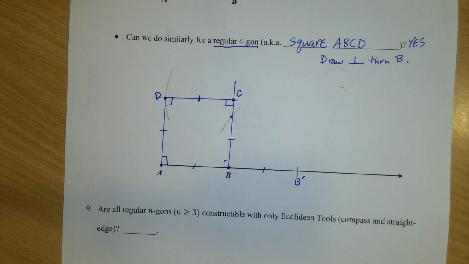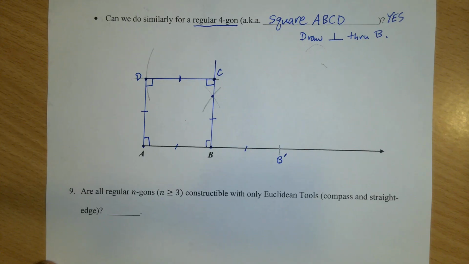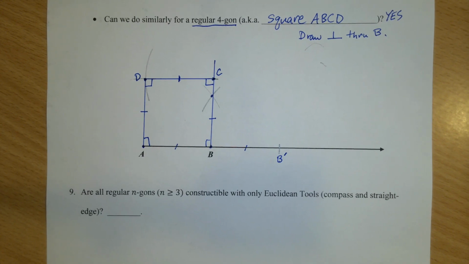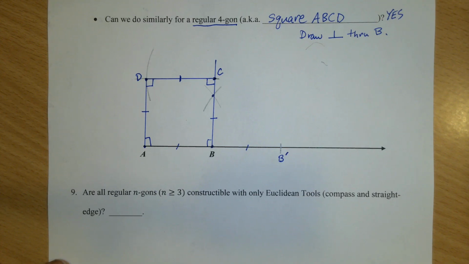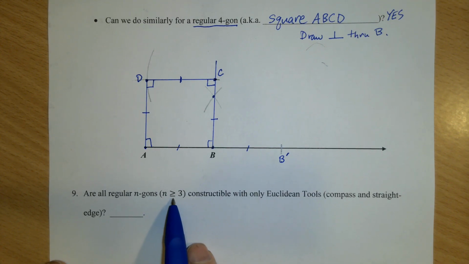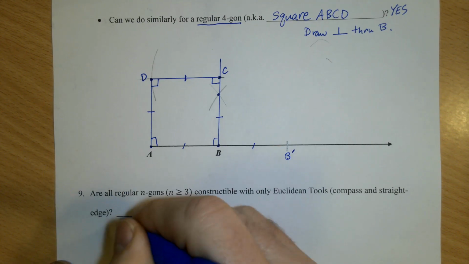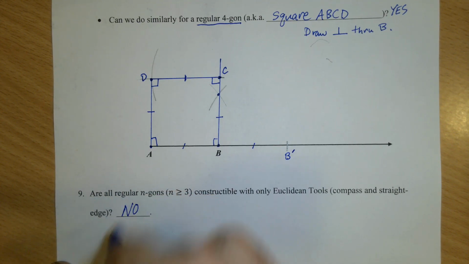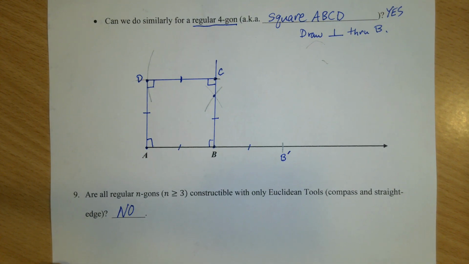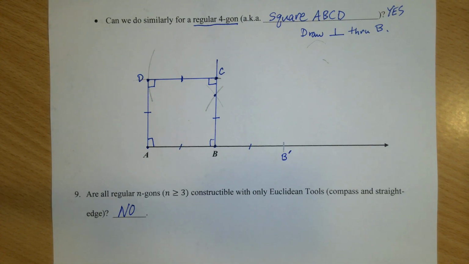So the last quick question. Could we do the same with a 5-sided regular polygon, a 6-sided, a 7-sided, and an 8? Could we do it for all n-gons, where n is 3 or 4 or 5, 6, 7, 8, 9, 10, and so on? Well, the answer to that is no. And in the next video, we will discuss which polygons are constructible with Euclidean tools.